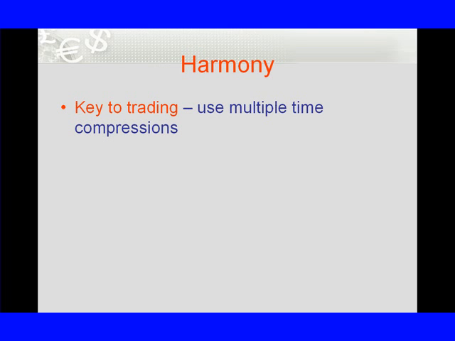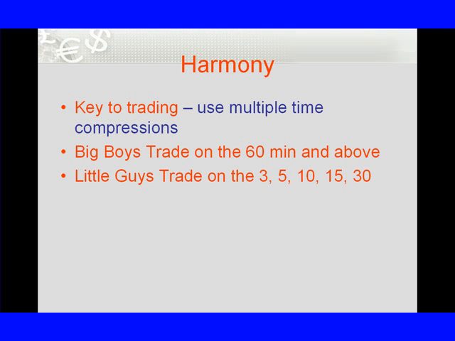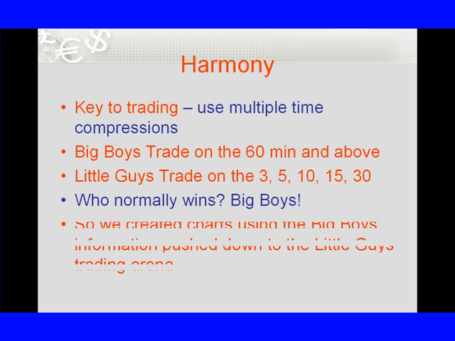So how do we do this? We're looking for harmony. It's the key to trading, and we use multiple time compressions to find that. Big boys trade on the 60-minute chart and above, and the little guys trade on a 3, 5, 10, 15, and 30. So who normally wins? The big boys. So we created charts using the big boys' information pushed down to the little guys' trading arena.